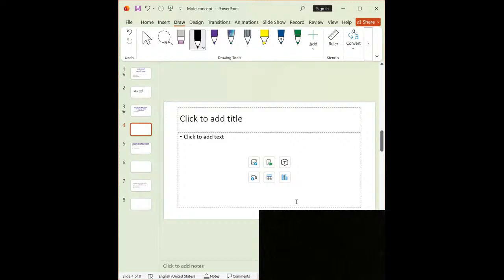That is mass of substance over molar mass. That's the first definition.